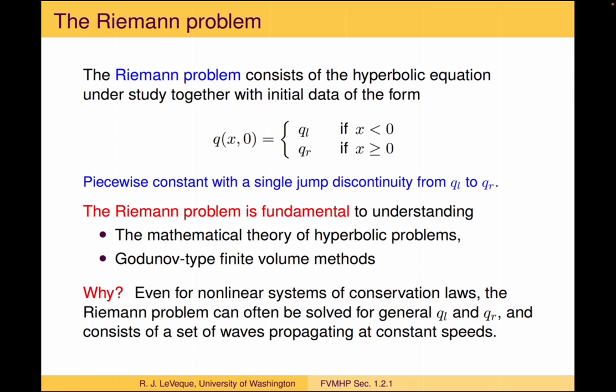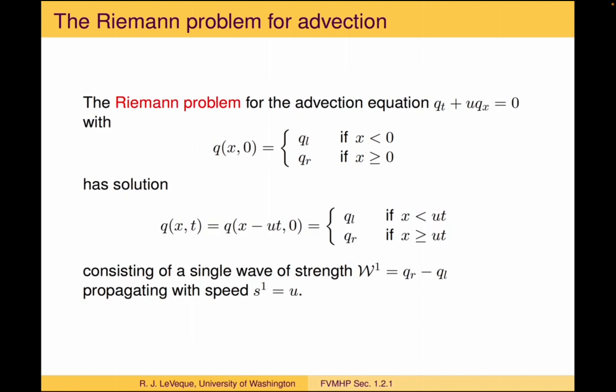So we start with initial data that has just a single jump discontinuity, and then it turns out that you can often write down the solution of this Riemann problem. Certainly for linear systems, we'll see that it's relatively easy, but even for nonlinear systems of equations, where the solution could be quite complicated in general, the Riemann problem often has a relatively simple structure. It's a similarity solution where the solution depends only on x over t and expands out as a set of waves propagating away from x equals 0.